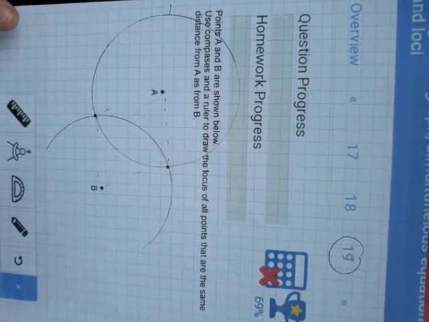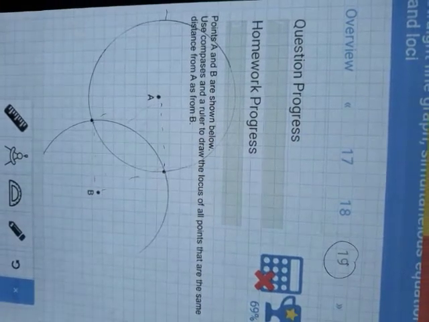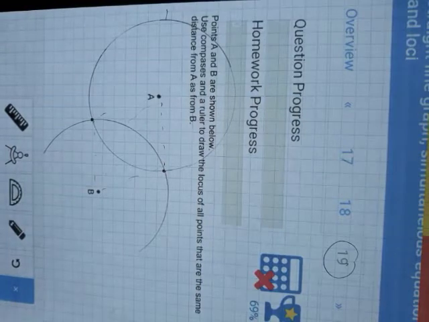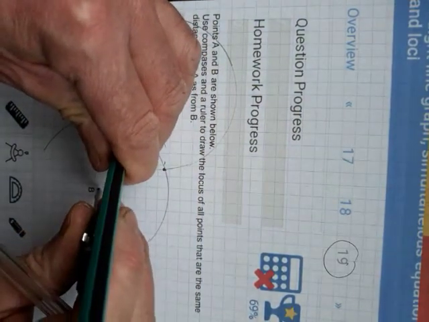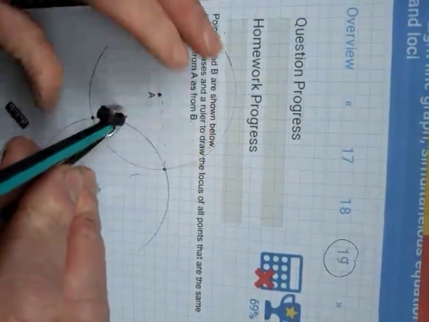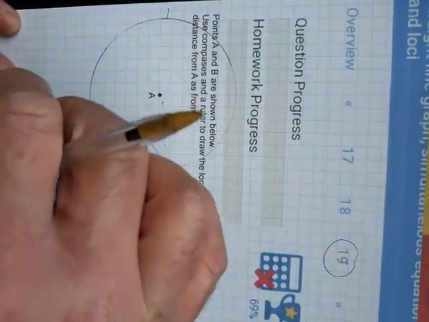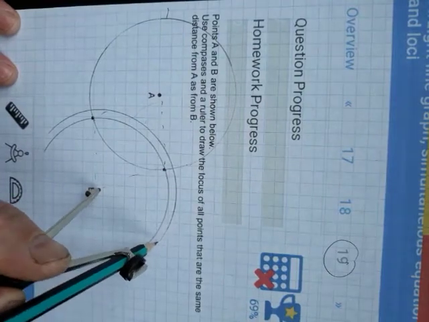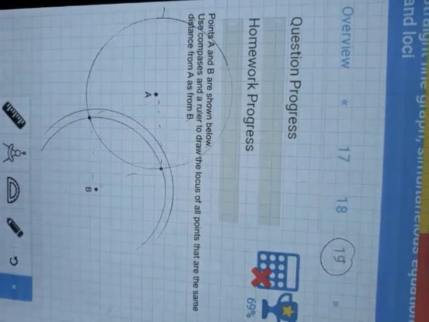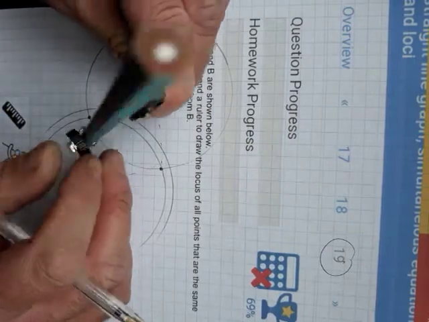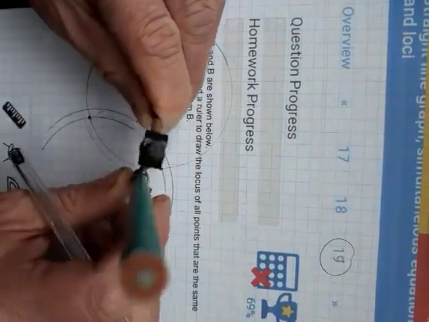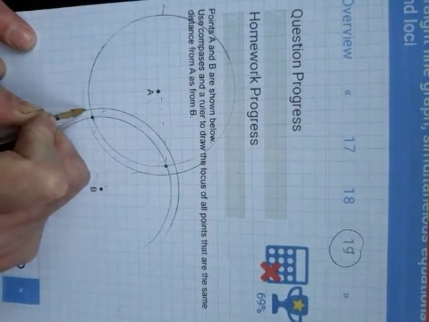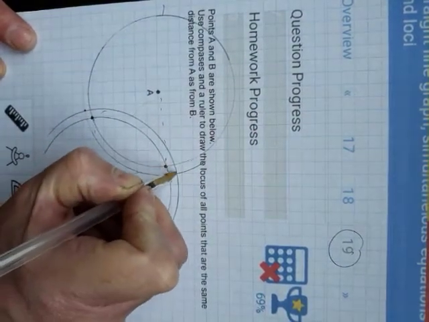Now I could repeat this 100 times with different radii. I'm going to do two more. You don't need to do this many, but I'm showing you how this works. I'm going to make my radius slightly bigger, move to A and do that again. You will now see I've got an intersection here with those two arcs, and here.